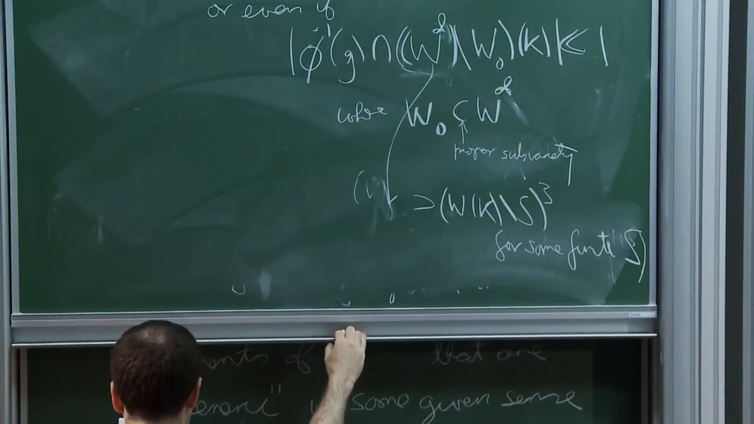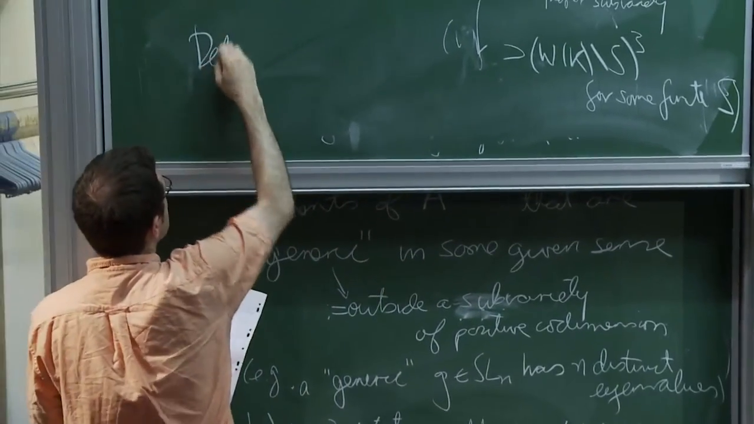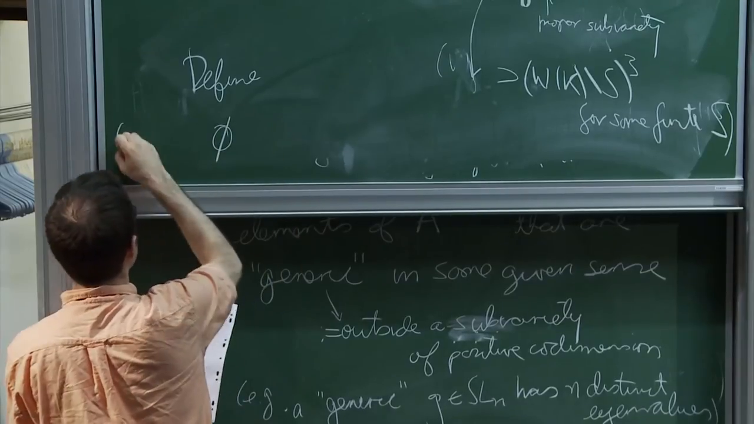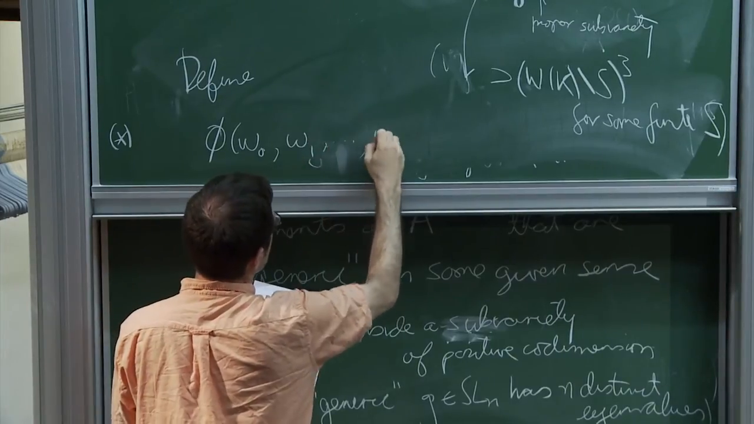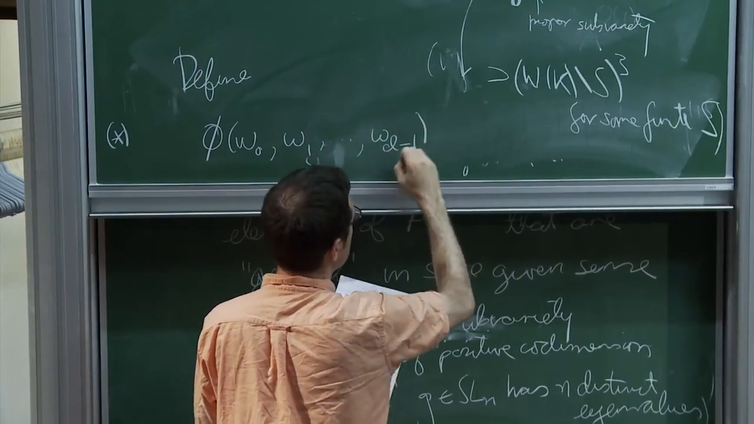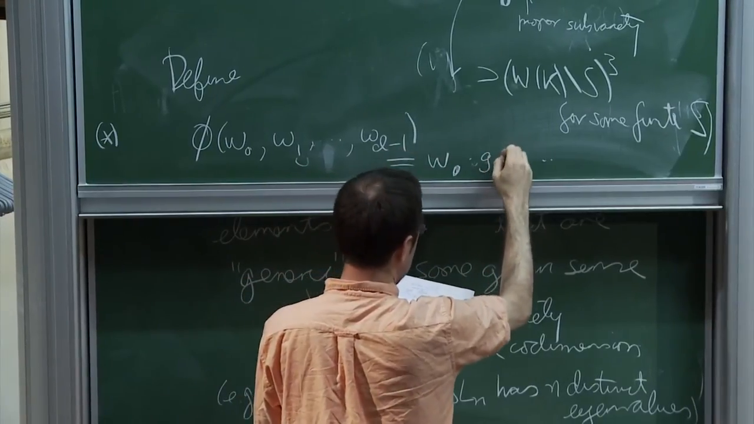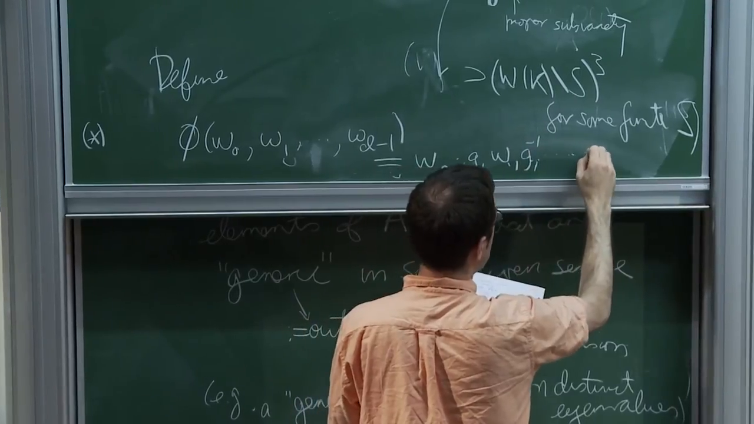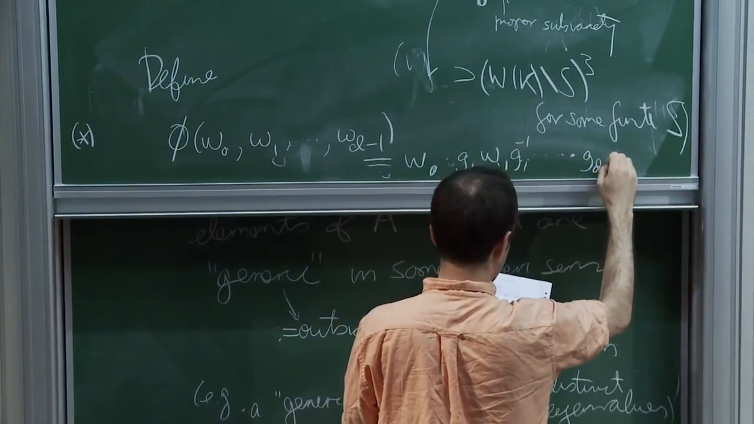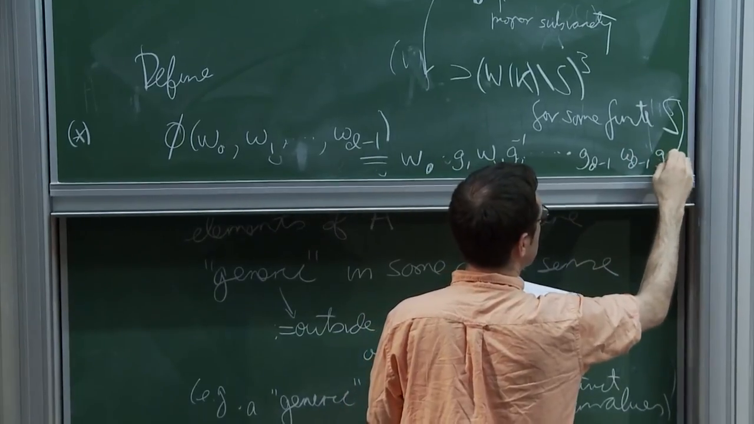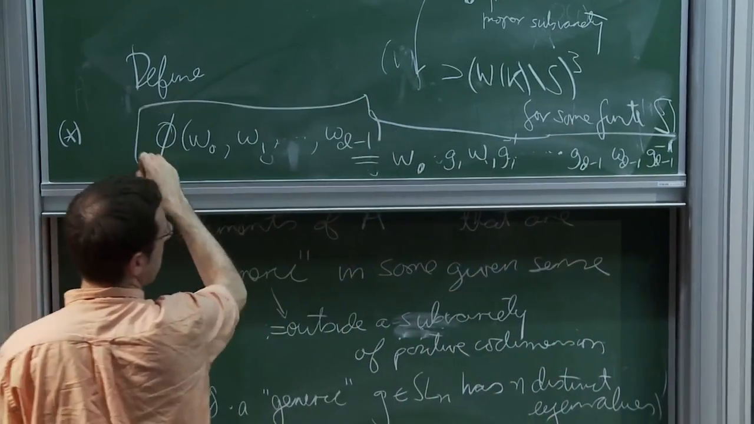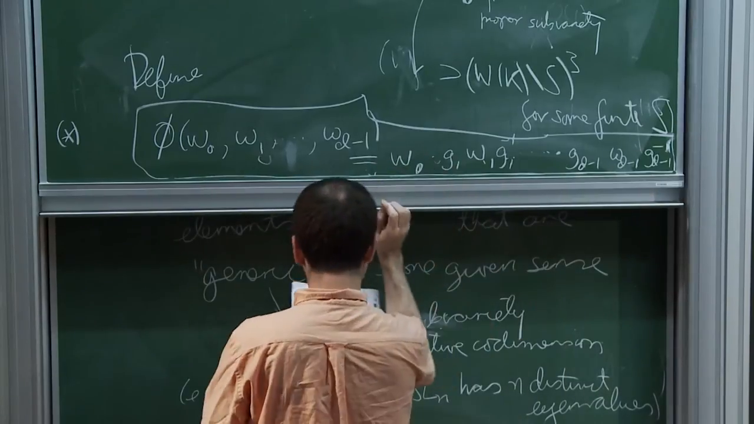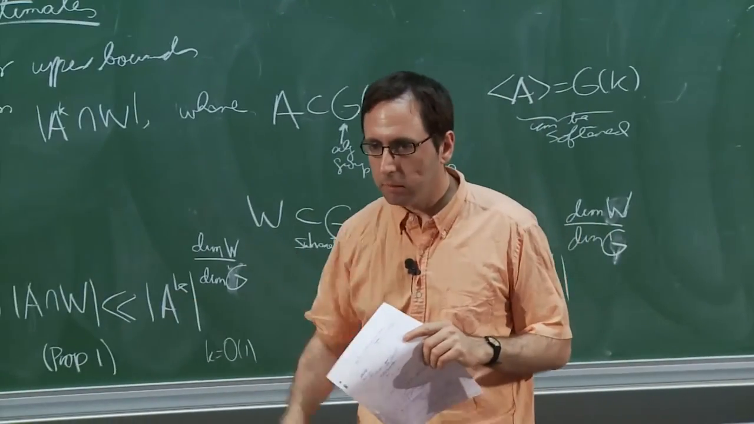So how are we going to define phi? We're going to define phi, the star here, for the reference. We'll send W0, W1, WD minus 1 to W0 times G1, W1, G1 inverse times, and so on up to GD minus 1, WD minus 1, GD minus 1 inverse. Very well. But what are these GIs? Well, we will have to choose them. We'll choose them so that this map will indeed be almost injective.